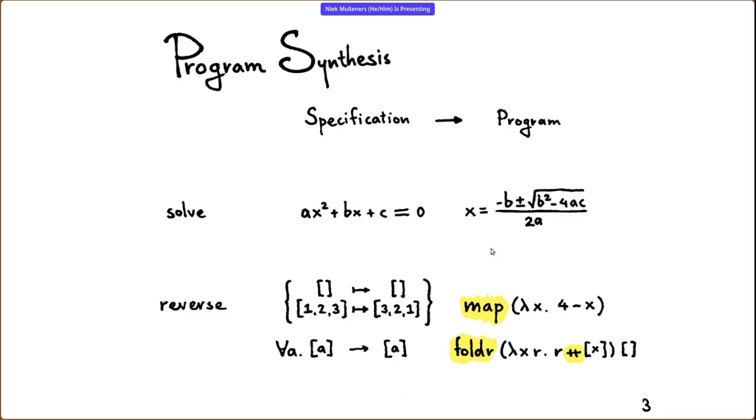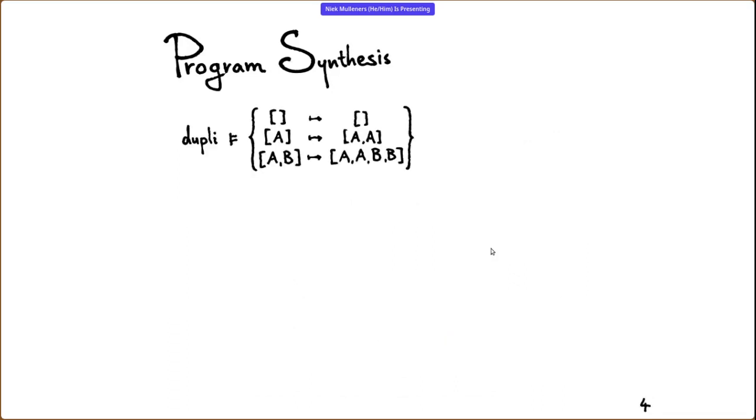But to illustrate a bit more how these different kinds of functions influence the program synthesis, I will introduce the running example, namely the dupli function. The dupli function takes a list and duplicates each element in the list, creating a list that's twice the length. And here we have a specification that takes the empty list to the empty list, the list containing A to the list containing A twice, and then the list A comma B to AABB.